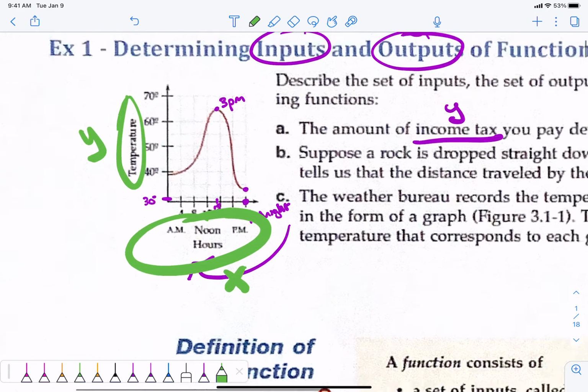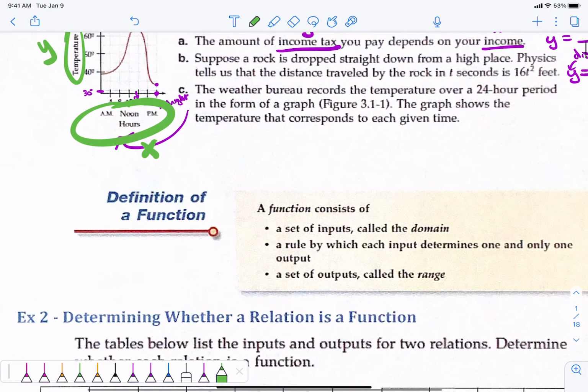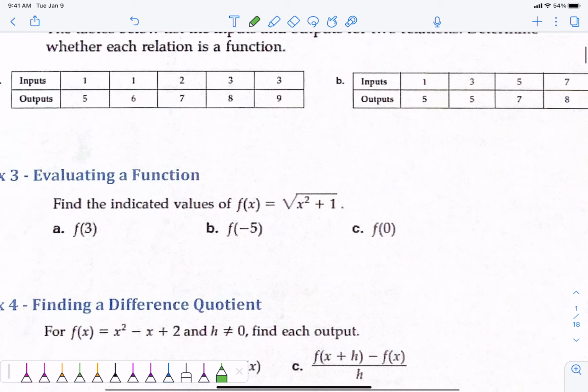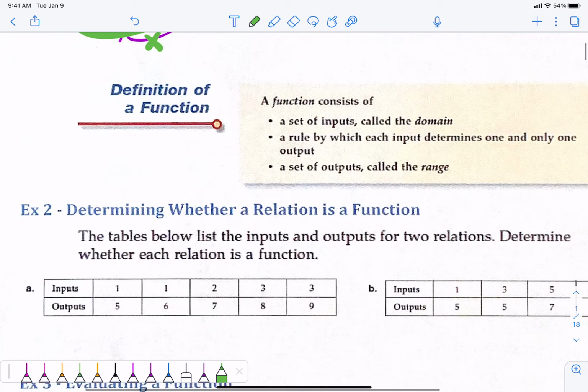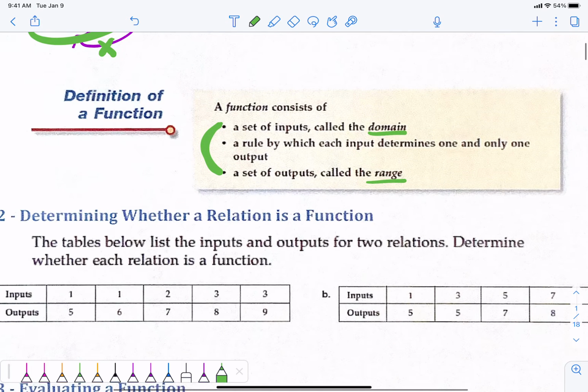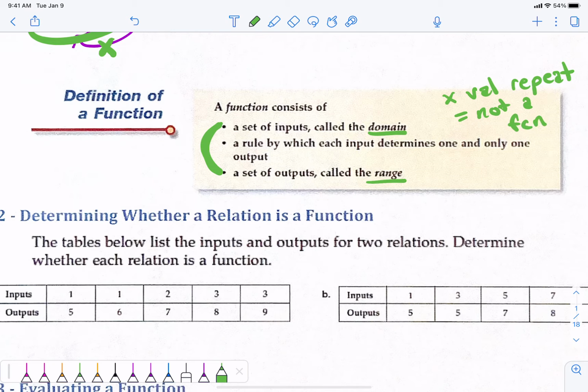Okay, moving on. Definition of a function. They will start to represent functions as like f of x rather than y's, right? F of x, so we can plug stuff in. All right, a function consists of a set of inputs called the domain and a set of outputs called the range. That's these two bullet points right here. A rule by which each input determines one and only one output. If the x values repeat, then it's not a function. Then it equals not a function. So number 1 would. Okay, if the x values repeat, it is not a function.